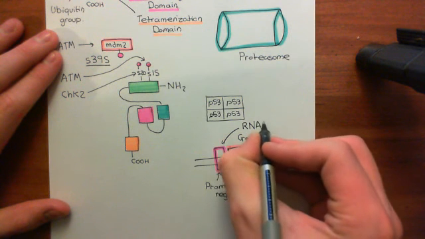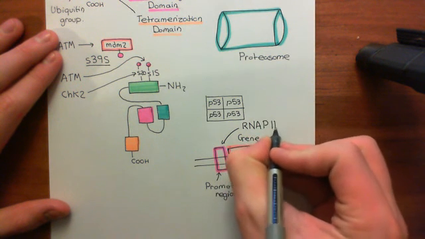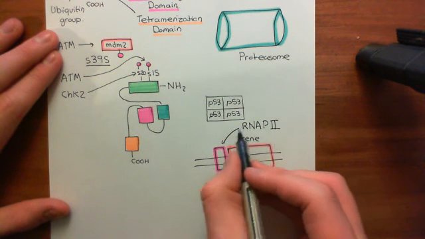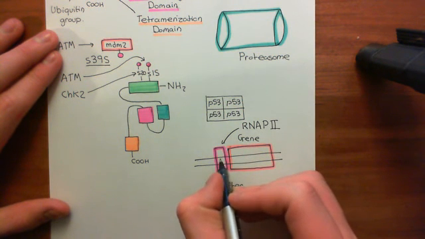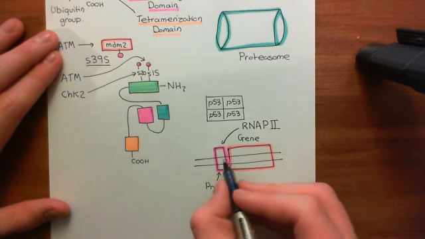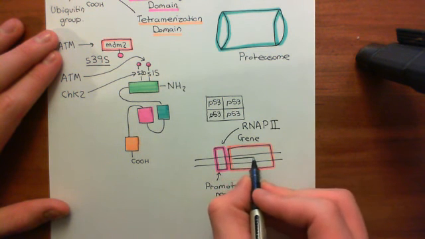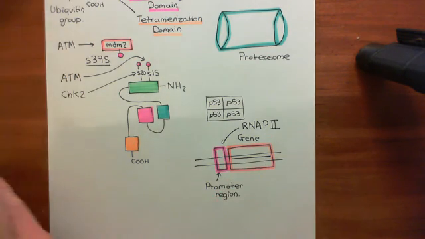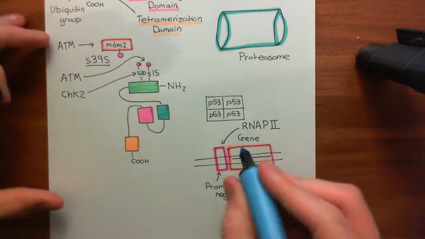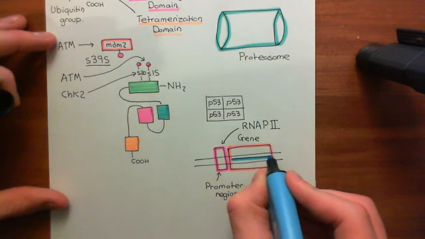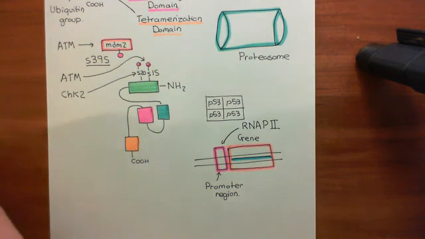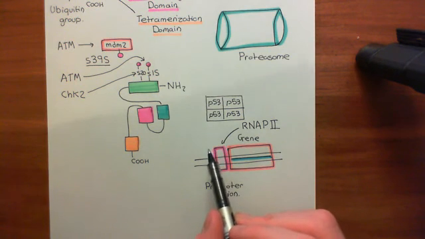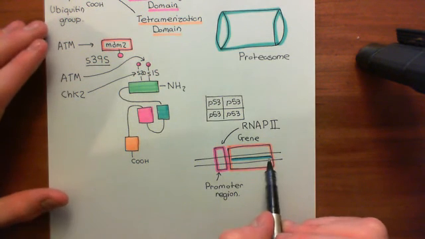Okay, and this enzyme is RNA polymerase 2, often abbreviated to RNAP2. RNA polymerase 2 is going to come and dock at the promoter region. It's then going to work its way down the DNA into the gene and will synthesize a piece of mRNA that is complementary to the coding strand of the DNA. So RNA polymerase 2 binds to the promoter region and then works its way along the gene to produce the mRNA.